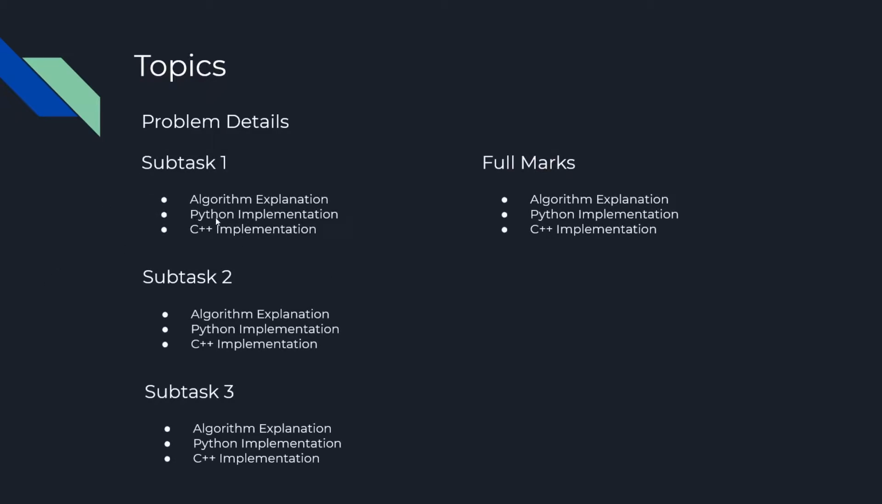So first, we're going to go over the topics we're going to talk about in the video. First up, we're going to talk about the problem details. What is the problem about? We're going to give a quick visual representation of the problem. And then after that, we're going to talk about how we're going to solve each subtask. We're going to talk about the algorithm we're going to use, and we're going to implement it in both Python and in C++. So we're going to start with the first subtask, then the second, then the third, and we're going to work our way up until the final subtask where we're going to earn full marks for solving it.